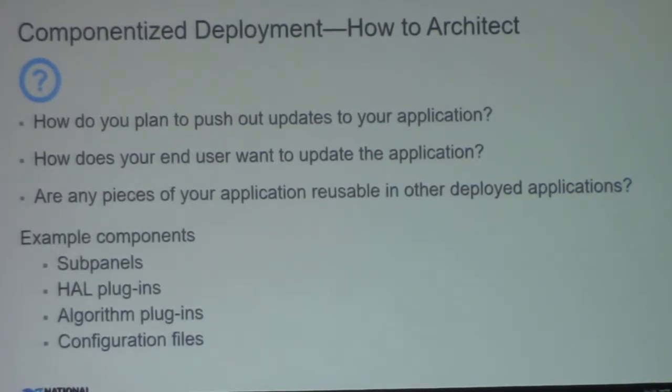Another thing to ask is, are there any pieces of your application that are reusable in other deployed applications? So is this view report or this particular algorithm going to be used across applications? If so, maybe it makes sense to put that in its own separate component, so now you can reuse it. Once you've validated it here, you can use it in these other places as well. So just examples of components: it could be subpanels, plugins for HAL, algorithm plugins, configuration files.